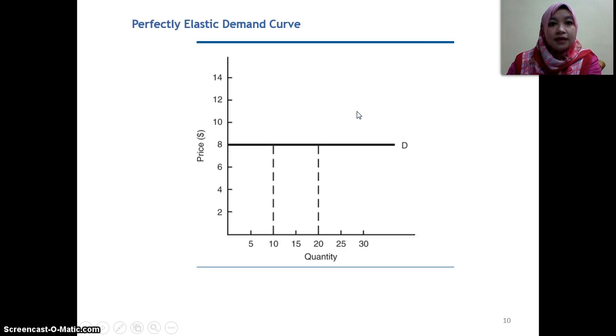Okay, class. Now let's have a look at the third subtopic. For this one, you must be able to get the correct curve for elasticity. The first is called the perfectly elastic demand curve. What you can see from here is there is no change in price for quantity demanded. The only change is in the quantity, from 10 to 20. Price remains the same, constant.